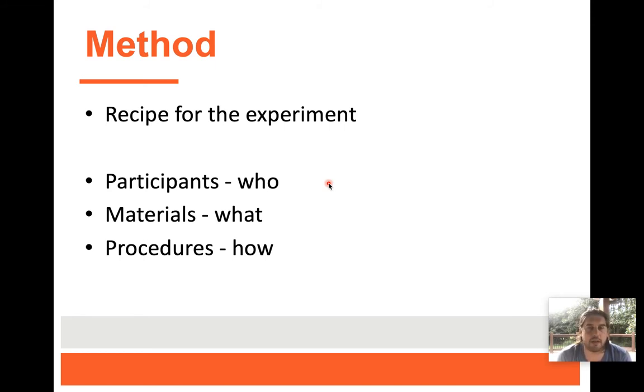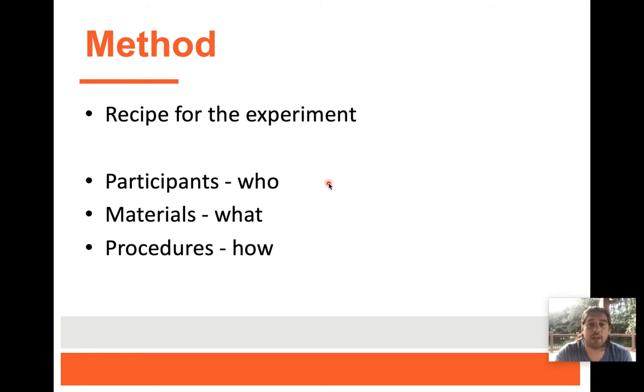Next, the experimenters will explain their materials. So what did they use? Was this experiment done on computers? If so, what kind of computers? What programs were they running? What measurement tools did they use? Right? What surveys did they use? What technology did they use? Did they use an fMRI machine? If so, what kind of fMRI machine? Right? All those sorts of details about the physical materials that were used for the experiment.